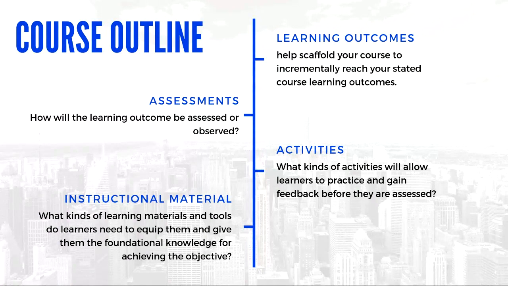This is going to go in your order. You're going to determine your outcomes, then you're going to figure out your assessments, how you're going to measure those outcomes, then what types of activities you're going to deliver that information. And then finally, you're going to determine what kinds of learning materials and tools that learners are going to need to learn the information. How are you going to deliver that material? So those are the kinds of things that you want to think about as you're going through this outline process.